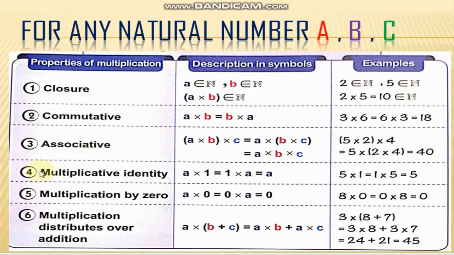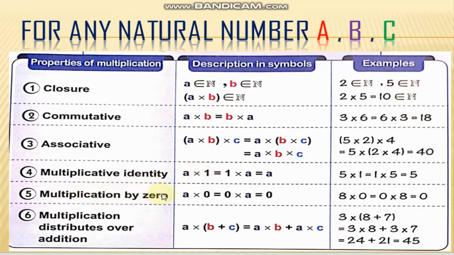Property number 4, multiplicative identity. a times 1 equals 1 times a equals a. If we multiply any natural number by number 1, it keeps the same number. For example, 5 times 1 equals 1 times 5 equals 5. It's the same number, it doesn't affect the result. So the multiplicative identity here is number 1.